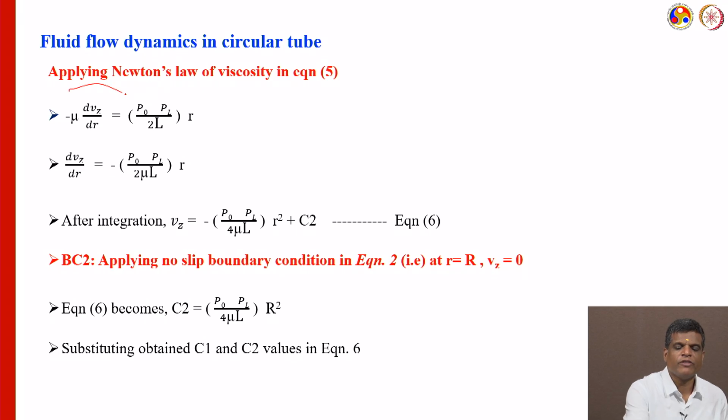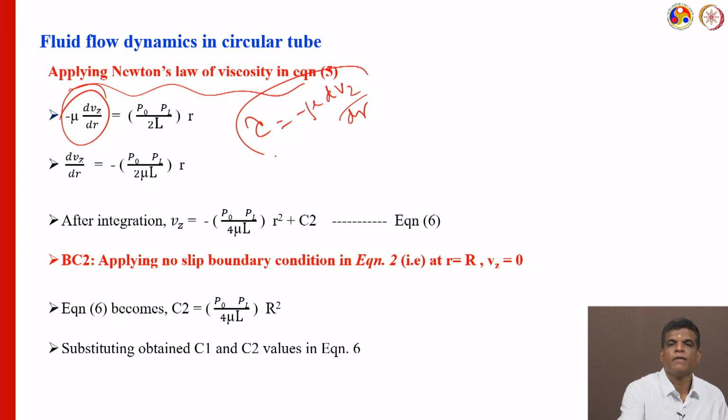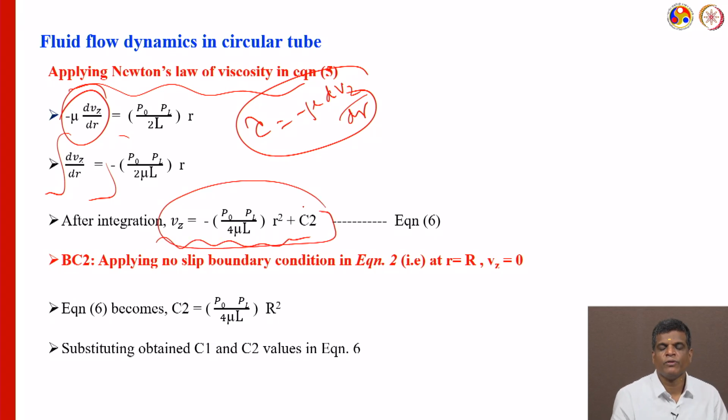So then we have to apply Newton's law of viscosity here. Of course, we substitute tau equal to minus mu dVz by dr. Substitute, and now you integrate this. After integration we will get Vz equal to (P naught minus P_L) by 4 mu L into r square plus C2. So now we have to apply the boundary condition at r equal to R.